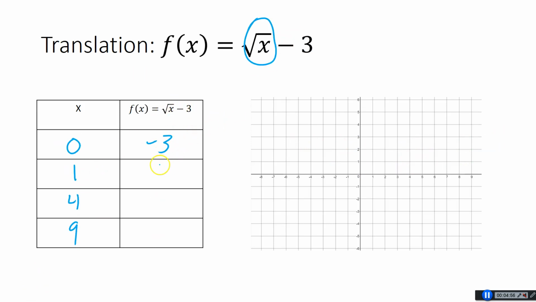So we have negative 3. When we plug in 1, we get 1 minus 3 is negative 2. Square root of 4 is 2 minus 3 is negative 1. And square root of 9 is 3 minus 3 is 0. So let's plot those points.